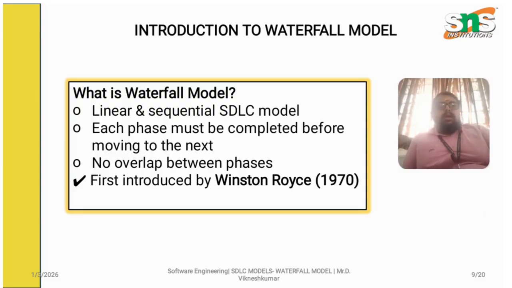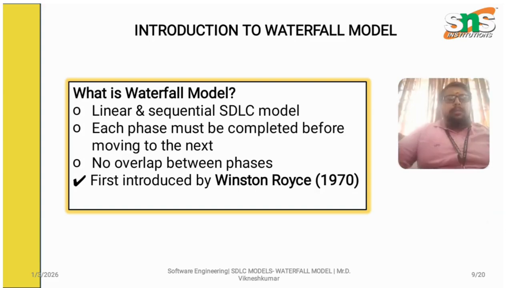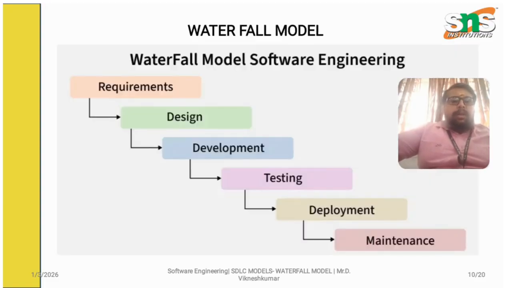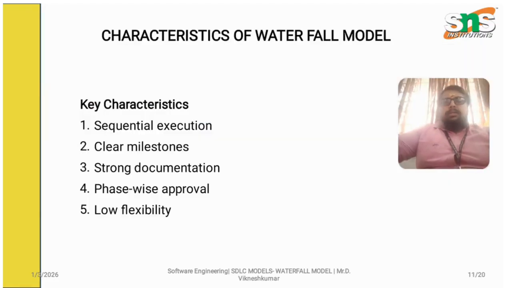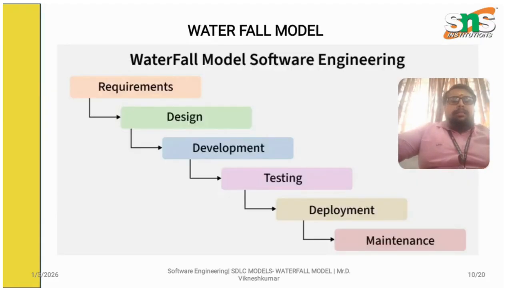So the three main objectives of the waterfall model: it should be linear sequential, only one phase at a time, and there should be no overlap between the phases. Okay, next, on the next slide, this is what the waterfall model is. We have five phases. The first phase is requirement, the second is design, the third is development, the fourth is testing, and the fifth is deployment, and the sixth is maintenance. Normally we have deployment and maintenance, so we say five phases because deployment and maintenance are considered a single phase.